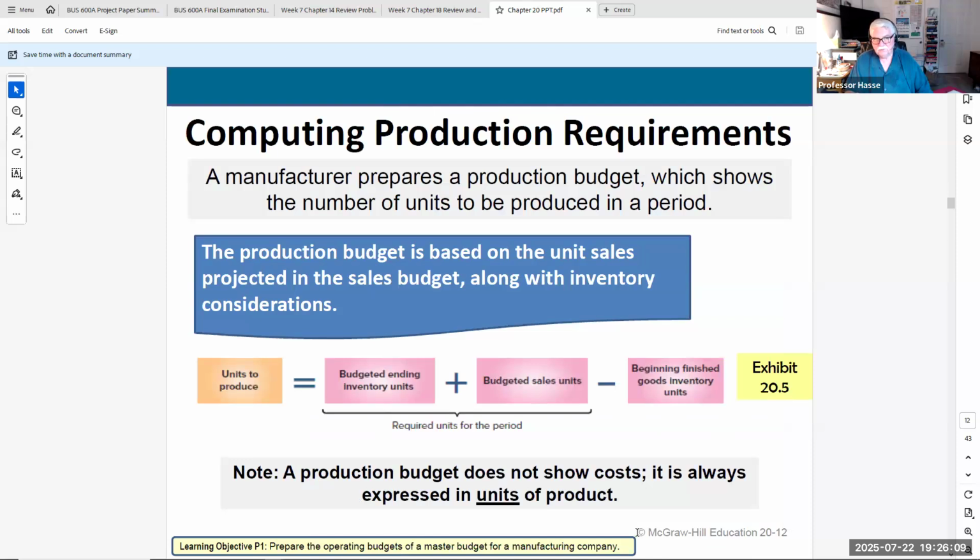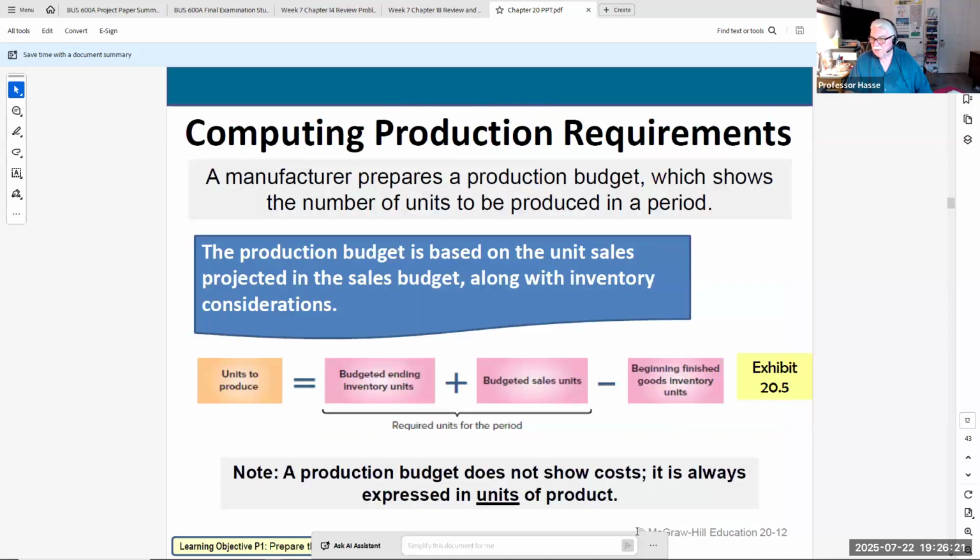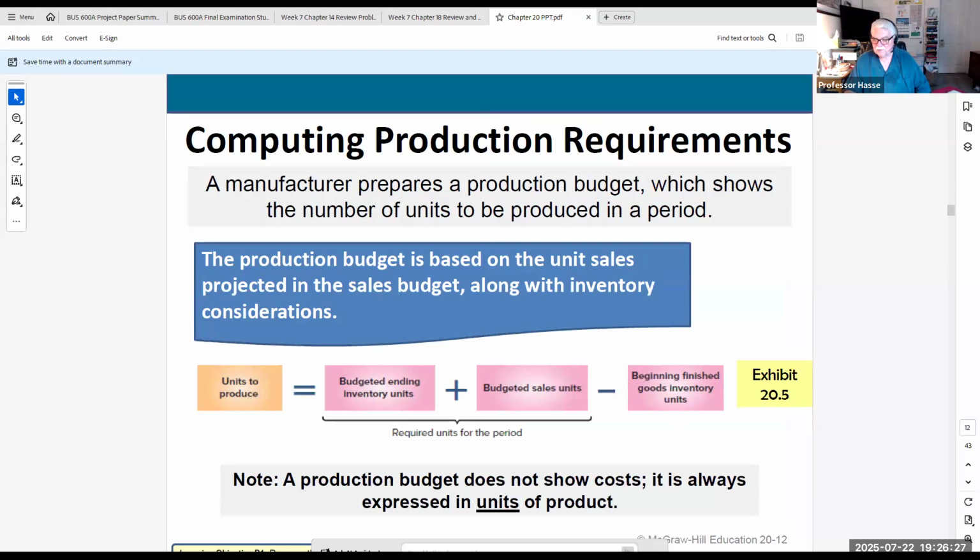Production budgets. Once we have our sales, all right, how much are we going to need to produce? How are we going to meet those sales demands that the marketing people tell us that we're going to need? How do we produce? How many do we produce? How many do we keep in inventory? That's a big area of budgeting, production budget.